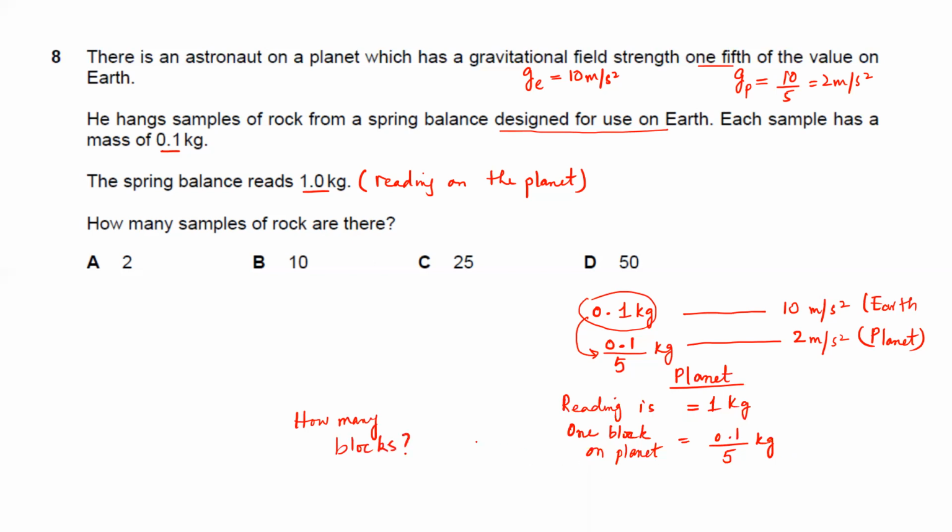How many blocks? Just simply divide 1 kg by 0.1 and multiply by 5 or 1. This is what we have to do. So the total number of blocks, 5 divided by 0.1 equals 50. So the best answer is D.